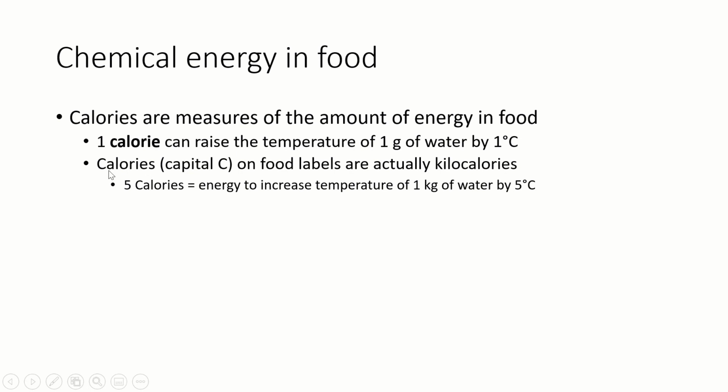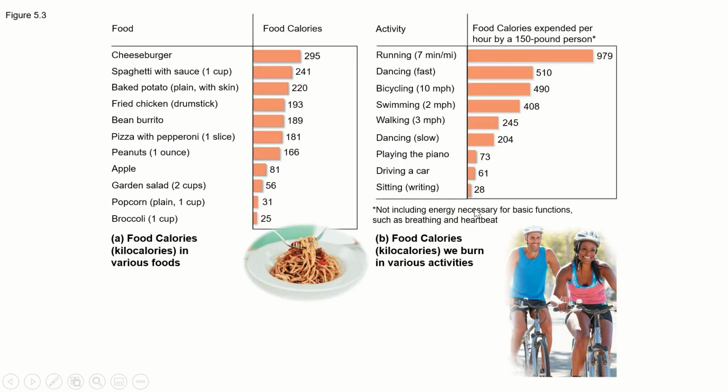Now, Calorie with a capital C, the ones that you see on food labels, are actually kilocalories, lowercase c. So 1 capital C Calorie can raise a kilogram of water by 1 degree centigrade. Or, to put it a different way, 5 Calories is enough energy to increase the temperature of 5 kilograms of water by 1 degree centigrade.